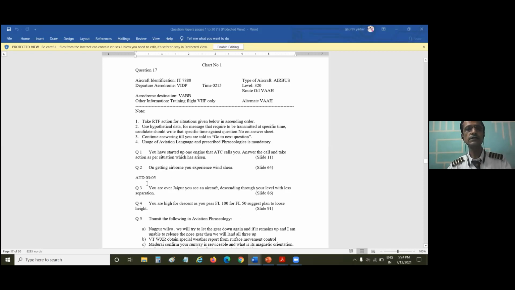Below that, they wrote ATD 0305. So as per WPC, although I personally don't agree, 25 minutes are enough for communication, transmission, reception, and reading the paper as well. If you start reading the paper and waste your time, you will not get time to transmit. That we know. But the WPC does not accept that logic. They say 25 minutes are more than enough to read the paper, go through it, and transmit.